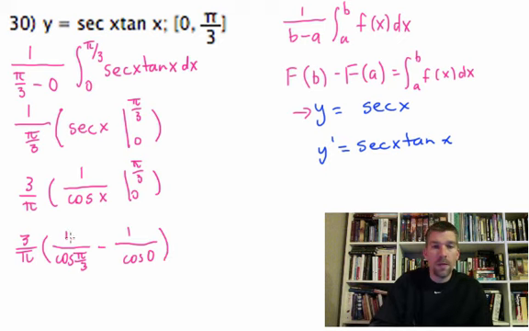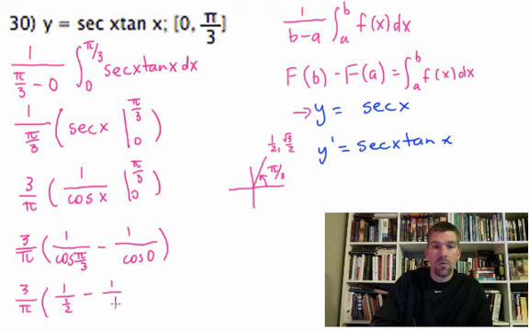So 1 over cosine pi over 3. Cosine pi over 3, in case we can't remember, you don't have a chart handy, pi over 3 is right here. And right here we have the coordinates 1/2, square root of 3 over 2. So the cosine is the x coordinate for that, which is 1/2. So I've got 3 over pi times 1 over 1/2 minus 1 over the cosine of 0, which is 1.